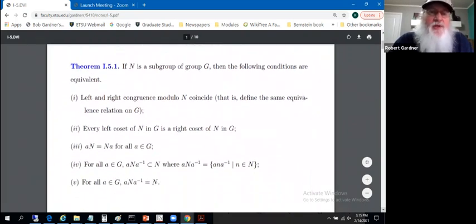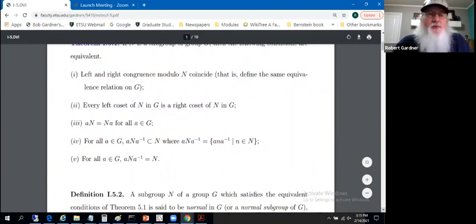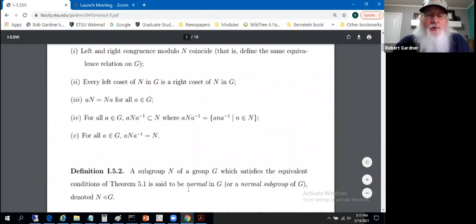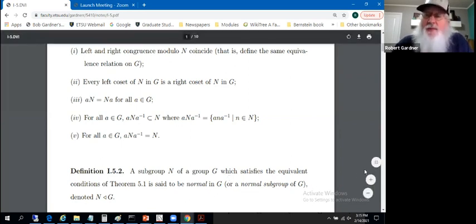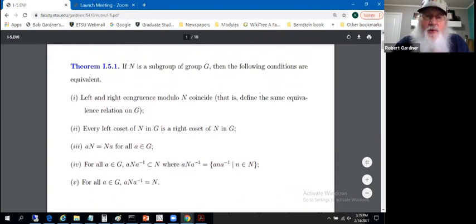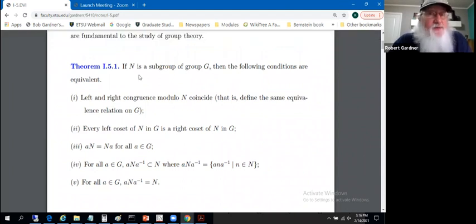First, a result. Actually, what we're setting up here, if I can move past to theorem 1.5.1, is defining what it means for a group to be a normal subgroup. So first, the definition: a subgroup N of a group G which satisfies any of these conditions we're about to state, and we'll show in the theorem that those conditions are equivalent, is called a normal subgroup of G. The notation is to use a little triangle there for normal subgroup versus just the usual less than sign for subgroup. And theorem 1.5.1 says, if N is a subgroup of group G, then the following conditions are equivalent. And if subgroup N satisfies any of these equivalent conditions, then it's called a normal subgroup.